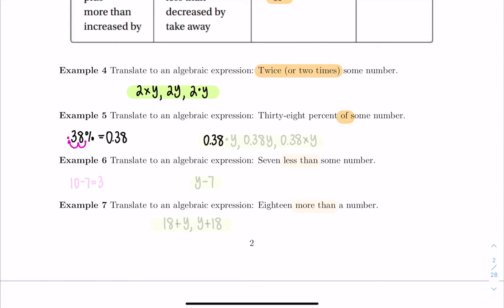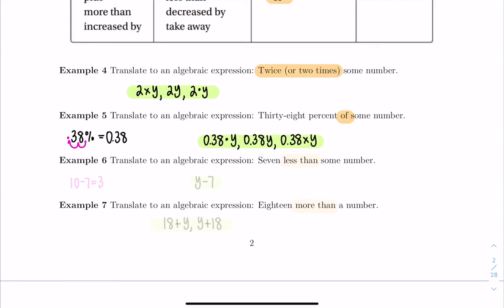So 38%, 0.38 of some number. Of is going to be multiplication. And then again, some number, you can use whatever you want. You could use x, y, n, it doesn't matter. So we could write it this way. We could also write it without the multiplication symbol. Or we can write it with that times symbol. But we really try not to use this method because it can be confusing.